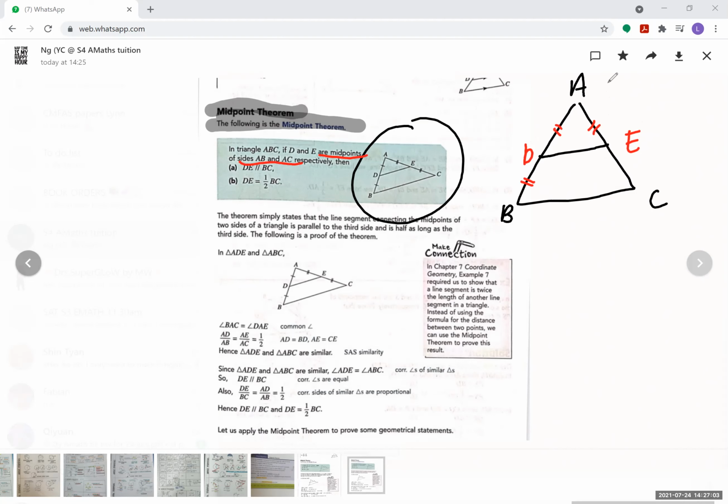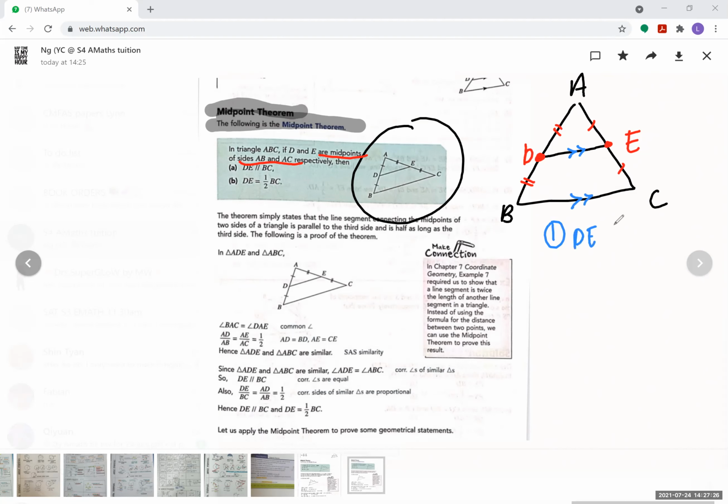Can I draw double lines? No, so it's only single line, okay? So now, the moment they tell you that D is a midpoint of AB and E is a midpoint of AC, we can derive two things. The first thing we can derive is that DE will be parallel to BC.